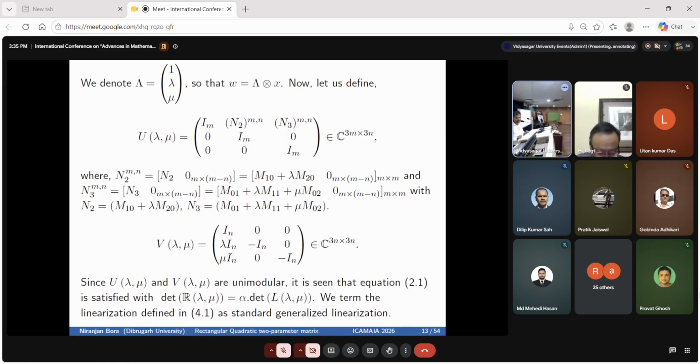the determinant is 1. Similarly, in the case of V lambda, we have seen that the block diagonals are identical, also having determinant 1. That means we have constant determinant, and that is why using these we can construct this linearization class.